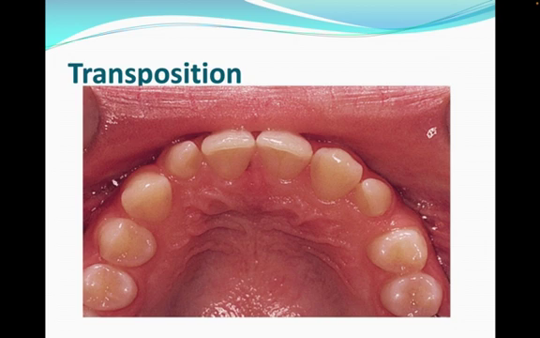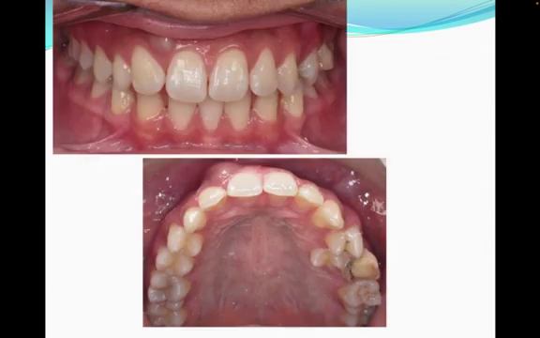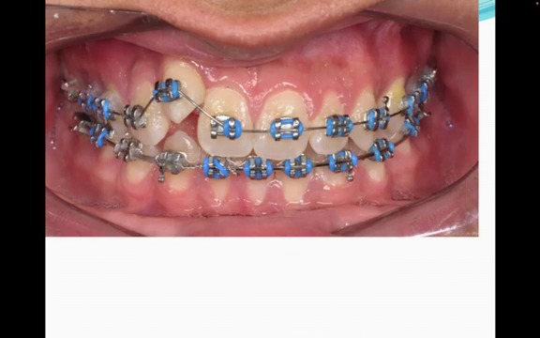The third one is transposition. Transposition means exchanging the position of the teeth. So you can see here that this is the canine, this is the lateral, and this is the C. The canine has exchanged position with the lateral incisor, and this is a complete true transposition. Whenever we have a complete transposition, we can't really correct it because at some point the canine and the lateral will cross over against each other, which might cause gum recession around the canine or even bone resorption. For that reason, we can't correct it.